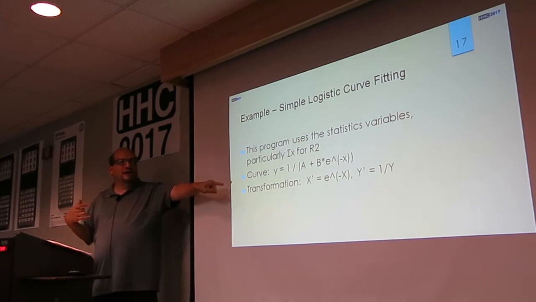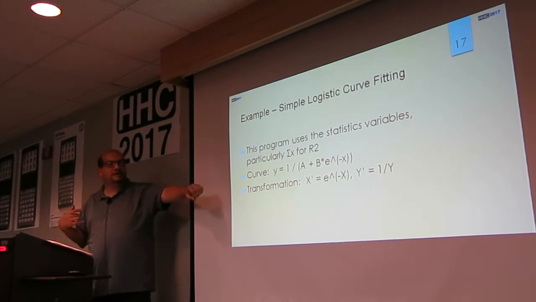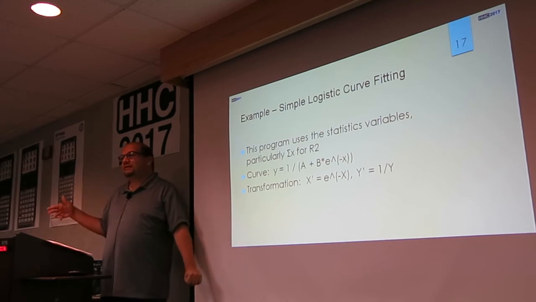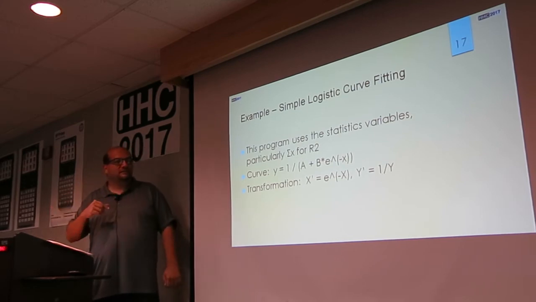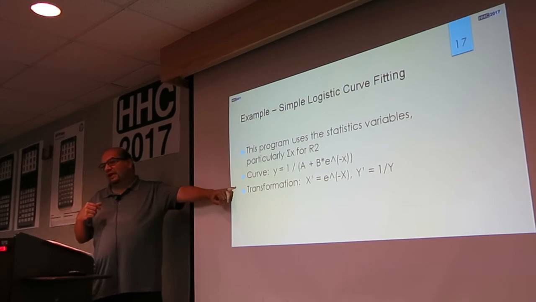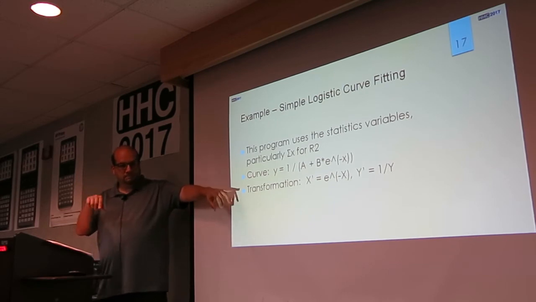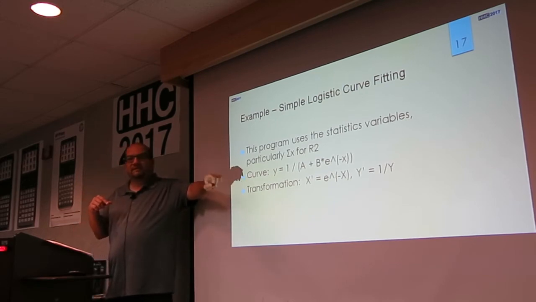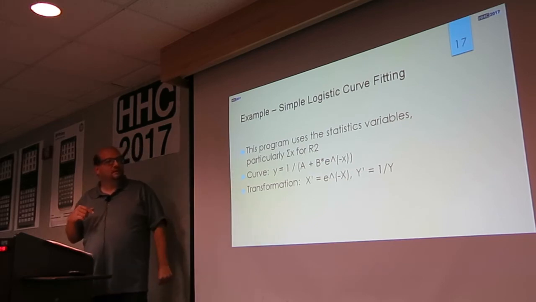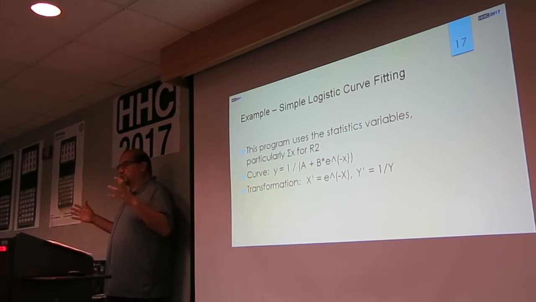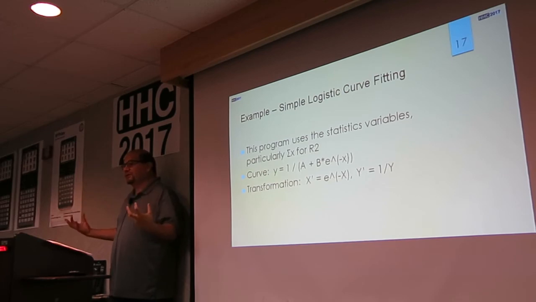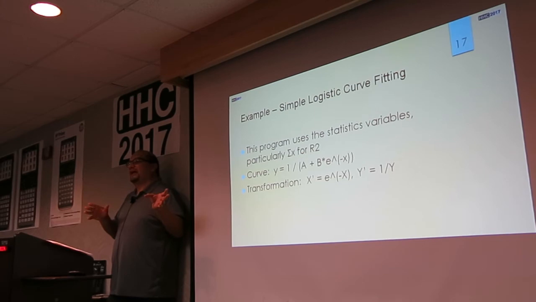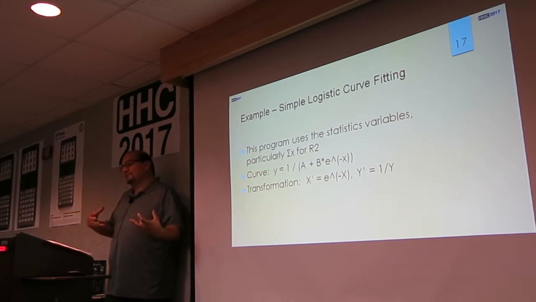Using the curve y equals 1 over the quantity a plus b times e to the negative x, I use the transformation x to e to the negative x, and then 1 over y. As long as you can get your original equation into some type of linear equation format, ax plus b, or actually Hewlett-Packard has mx plus b, m being the slope and b being the intercept, you'll be able to fit a variety of curves.